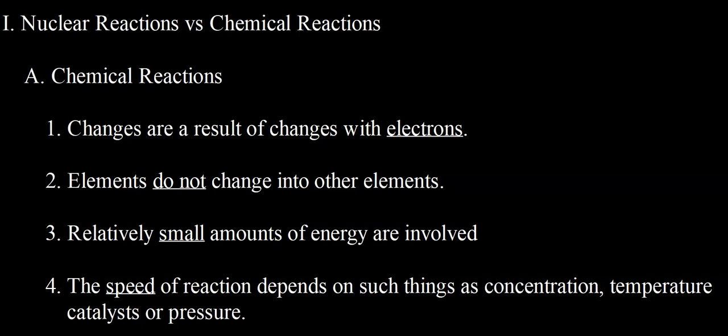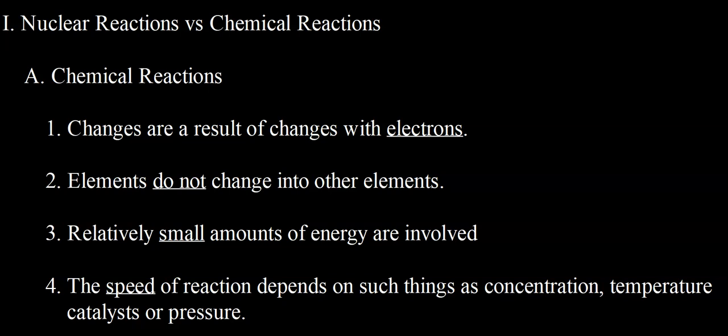nuclear reaction. So starting off with chemical reactions, the changes are always the result of something to do with the electrons. So electrons are being transferred, electrons are moving around, and so the changes always involve electrons. And during a chemical reaction, the elements do not change into other elements. So you start off with carbon and hydrogen and oxygen, let's say, in the reactants. You end up with products that still contain carbon and hydrogen and oxygen, just different forms.